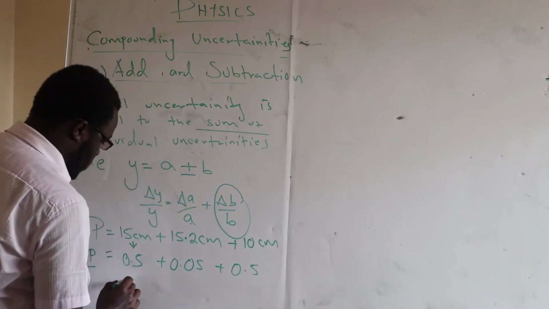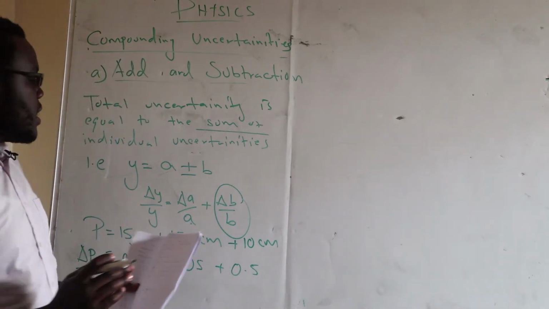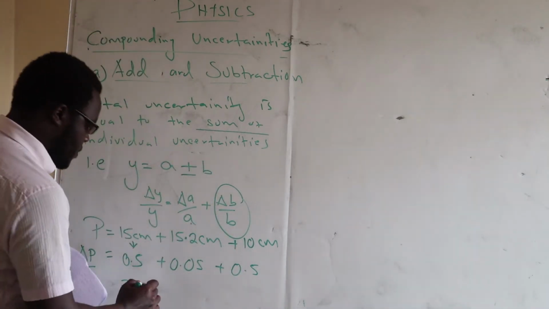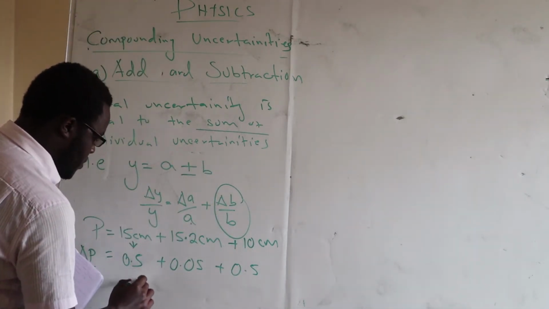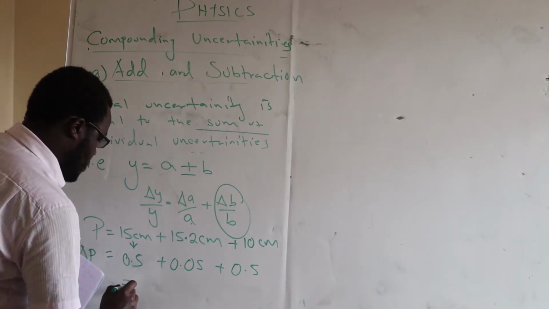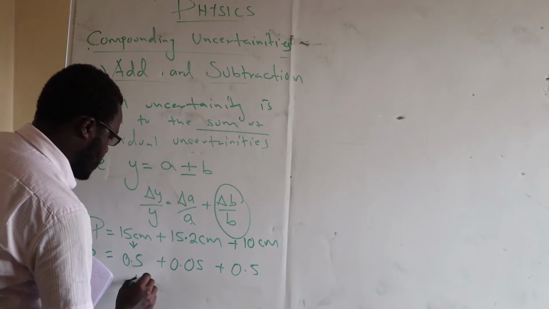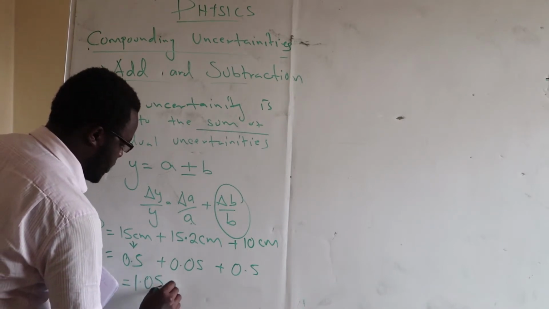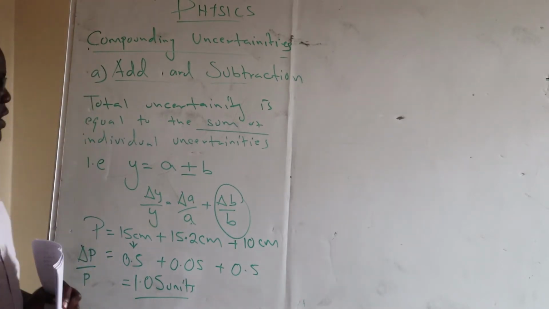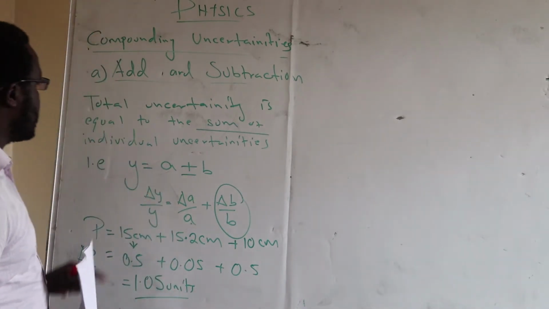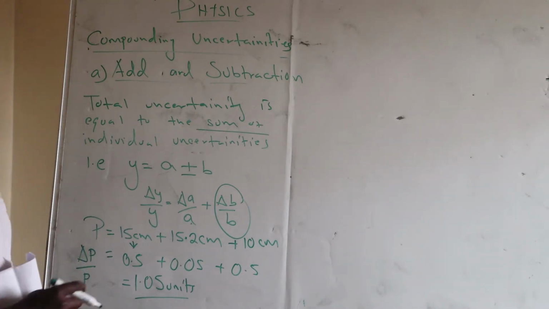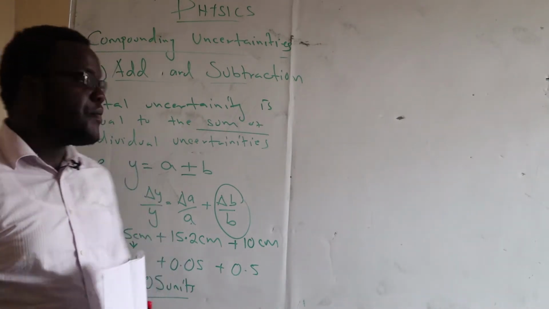Therefore, in total, we get that the total uncertainty for this case is equal to 1.05 units. Let me give an example that involves subtraction and see how we get the total uncertainty in the case of subtraction. Look at this example.